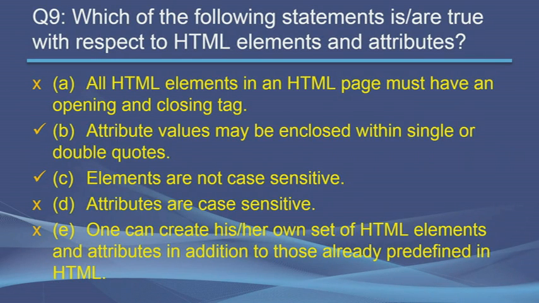The first option is: all HTML elements in an HTML page must have an opening and closing tag. Now when it says must have, that means every single element should have an opening and closing tag, but HTML does not restrict you to that. For example, if you take a horizontal line, it is just an HR tag, there is no closing tag for HR. If you take a next line, a BR tag, that is also a single tag, there is no opening and closing tag. But if you are following XHTML, you basically use a slash before the closing bracket, so that you actually create an opening and closing tag within one single tag.